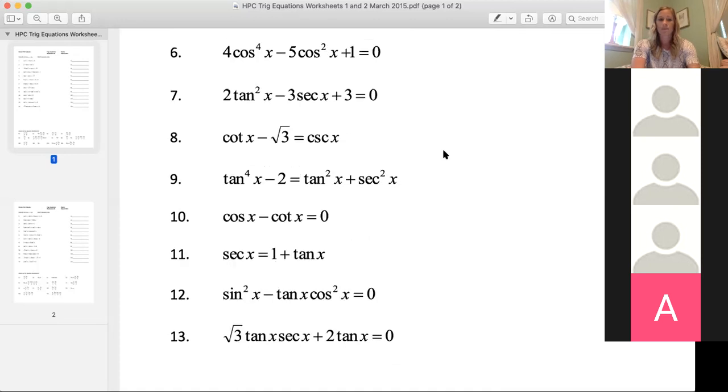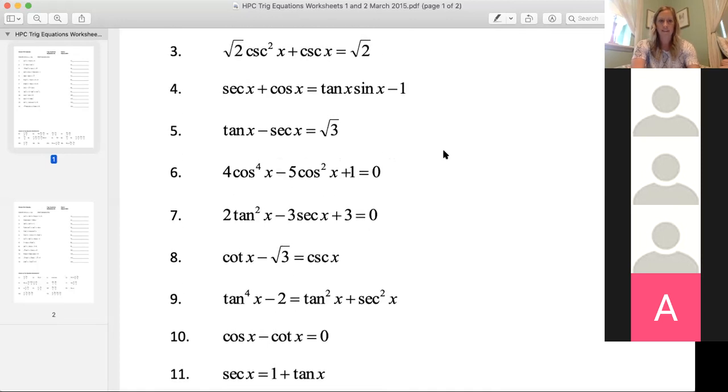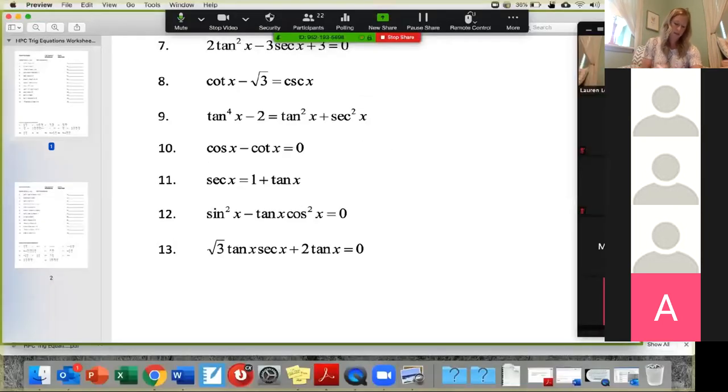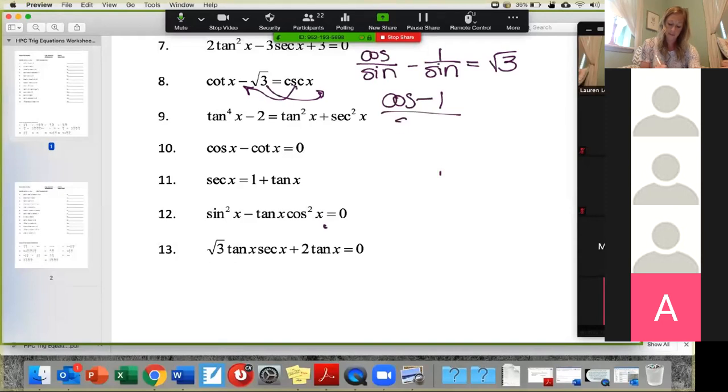Can we do number 8? Yeah. Number 8 is actually very similar to number 5 in the way that you do it, and has some of the same problems with it. I would rearrange in question 8 first by moving these 2 to opposite sides. So I would have cotangent minus cosecant, and at the same time, I would make that cosine over sine minus 1 over sine is equal to move the √3 to the right. And then I would handle this almost exactly the same way that I did the last one.